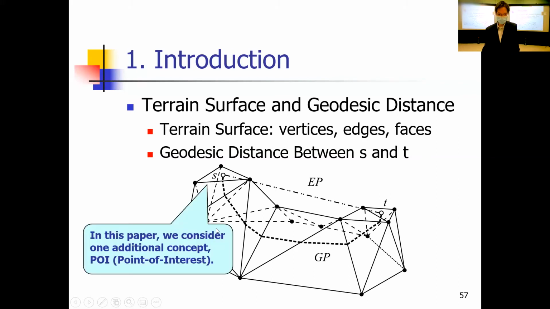And in this paper, I would like to consider one additional concept called point of interest. What's the meaning of point of interest? Point of interest is the yellow color one, which means that the source can be on the face, not just necessarily at the corner of the triangle. We can be in the middle of the face. You can see that the white color one can also be on the face. This is what we call point of interest.